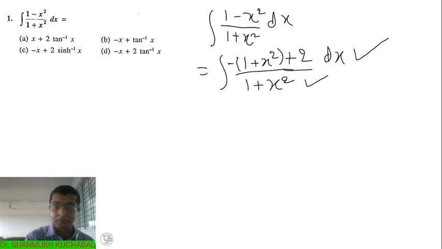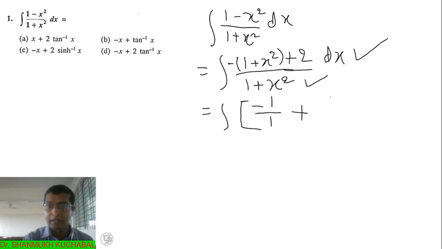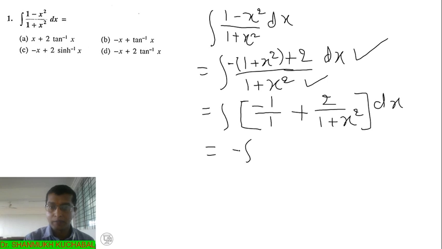So further we split into two integrals, that is minus 1 divided by 1. So 1 plus x square and 1 plus x square get cancelled, we get minus 1. The other one we get as 2 divided by 1 plus x square, we close it into dx. So this is equal to integration of minus 1 into dx, and another one is the constant 2 outside, integration of 1 divided by 1 plus x square into dx.